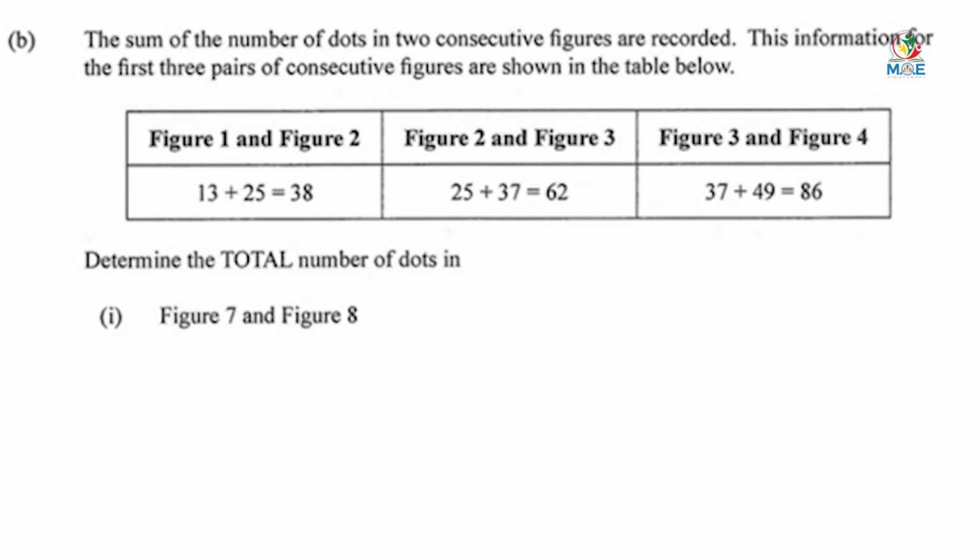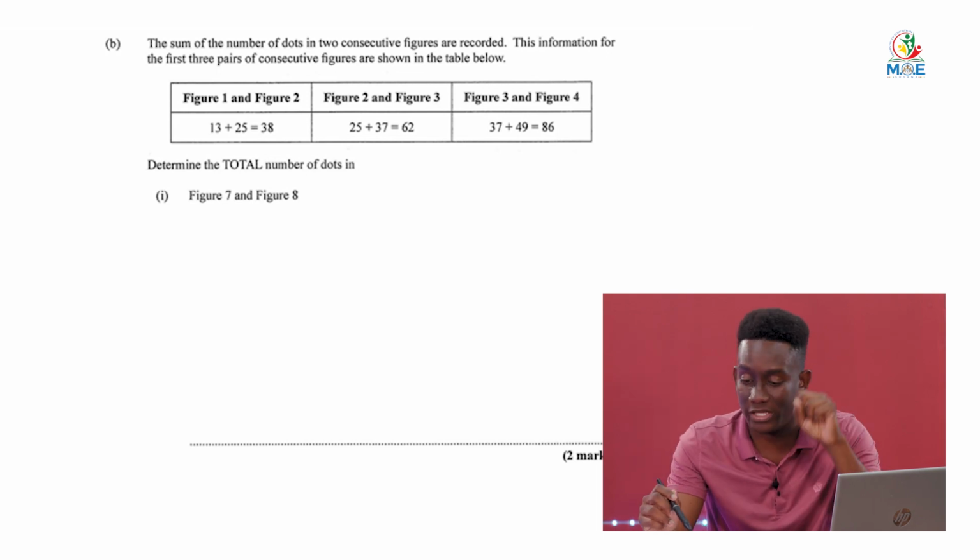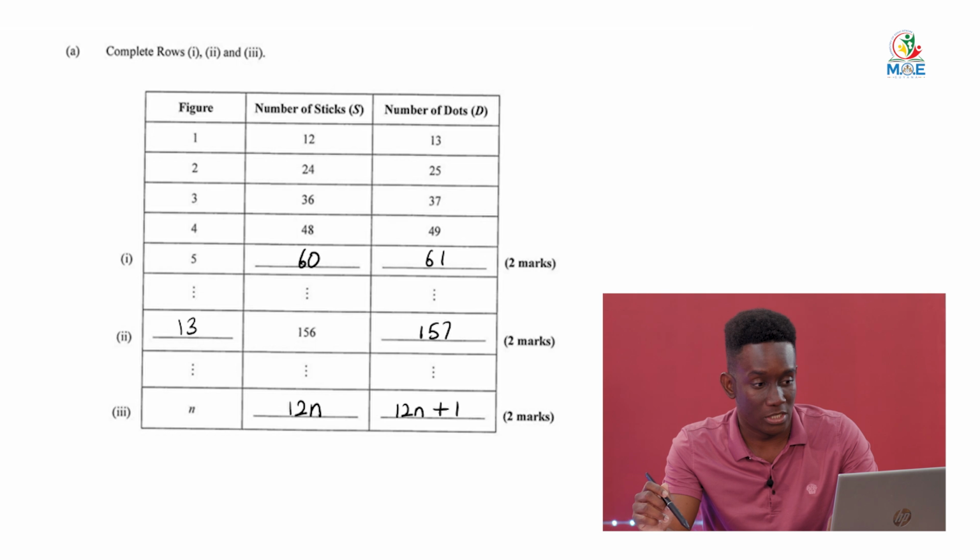figures 7 and 8. So first of all, we need to find the sum of 2 consecutive dots. So we need to find the number of dots in figure 8 and figure 7. The formula to find the number of dots is 12n plus 1.